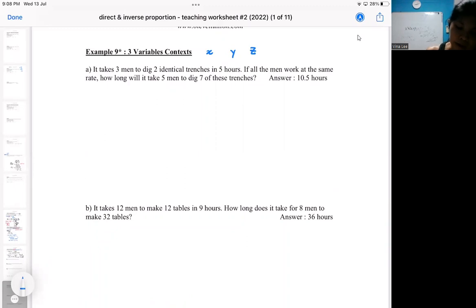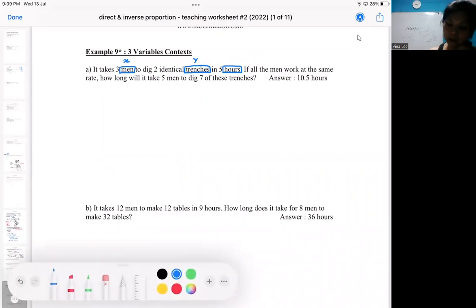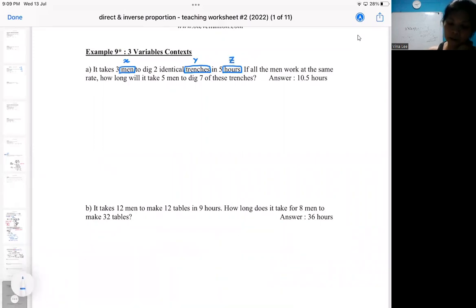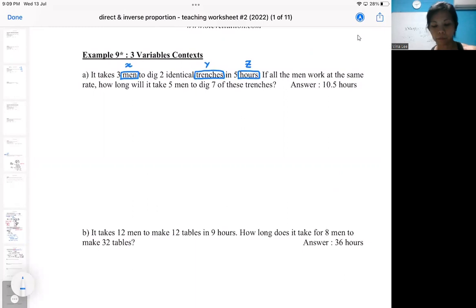So in this question, identify the variables first. Can you see the men and the trenches? Trenches are like holes, very big holes. So these are like the 3 variables. X is the number of men, Y is the number of trenches, and then the time is like the alphabet Z. So now we're going to explore the relationship.